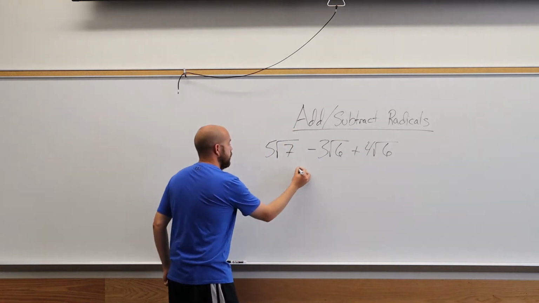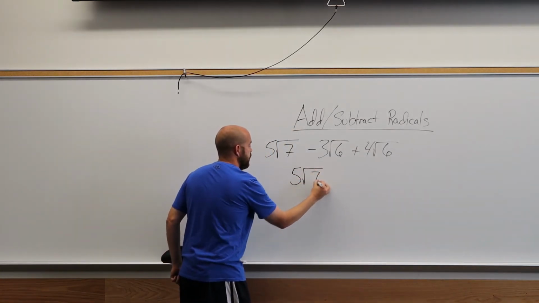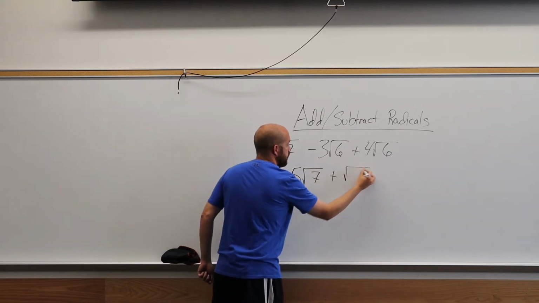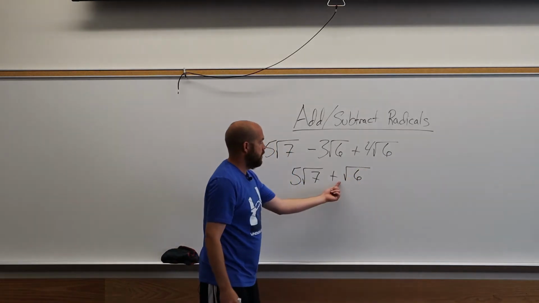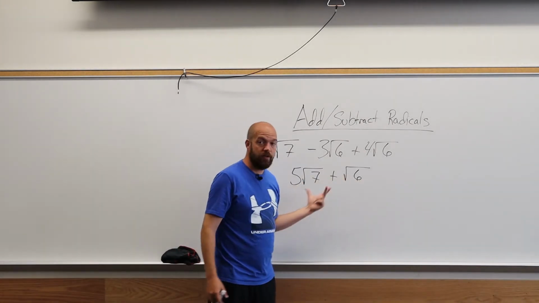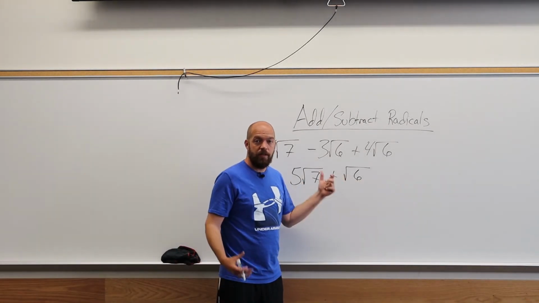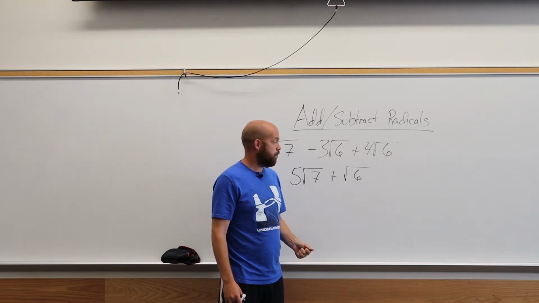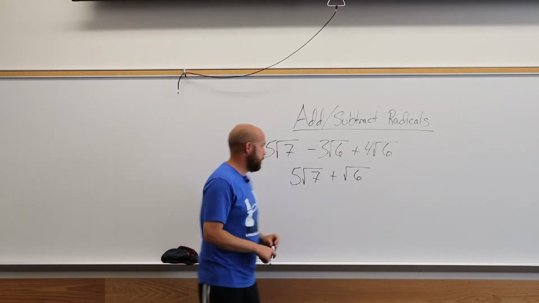So if I wrote this whole thing out, I would have 5 square roots of 7 plus 1 square root of 6. And I'm choosing to let the 1 be an invisible 1 in the front. These are not like terms, so I can't add them together. That's as far as I can go. Let's check another one really quick.